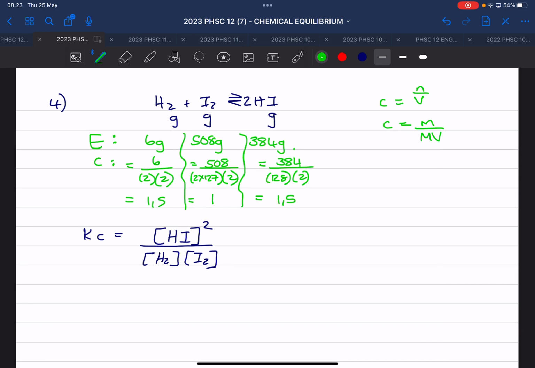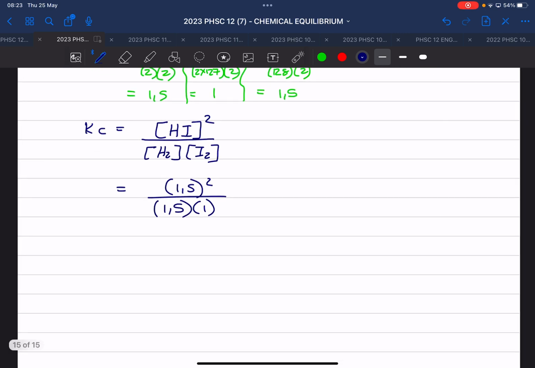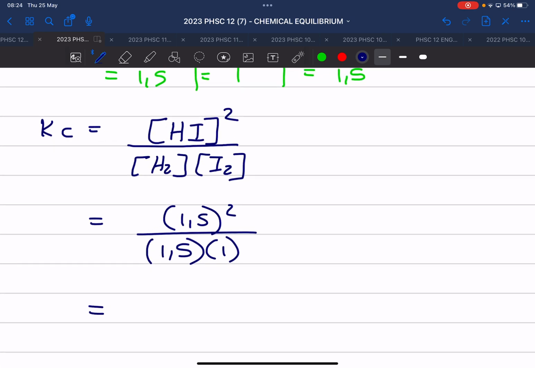All right. Then we substitute that in our equation. So that's 1.5 squared over 1.5 times 1. And without a calculator, Declan, what is that? What is x squared over x times 1? X. So the answer is 1.5. Now I see you make a mistake there. Please, when you substitute your values, lose the square brackets. So no square brackets. Do you see that?